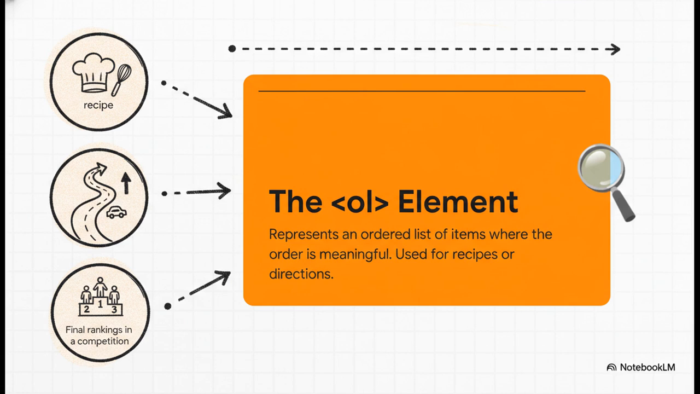And the key difference from just a regular bulleted list and UL is that with OL, the order is meaningful. It matters. You'd use this for things where the sequence is absolutely vital, like the steps in a recipe, or turn-by-turn driving directions, or maybe the final rankings in a race.